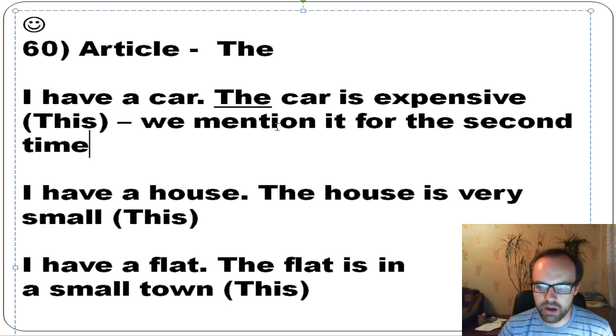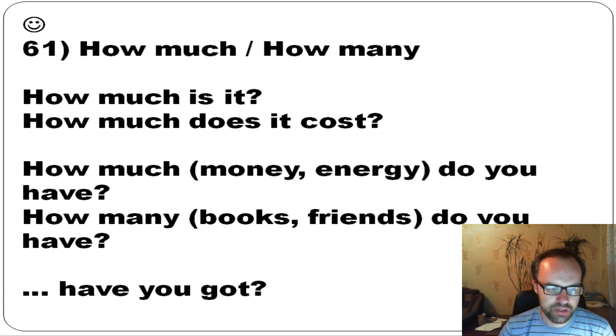I have a car. The car is expensive. I have a house. The house is very small. Yeah? So we mentioned it for the second time and we use the. I have a flat. The flat is in a small town. So we use the because it means this and we mention it for the second time. Good.